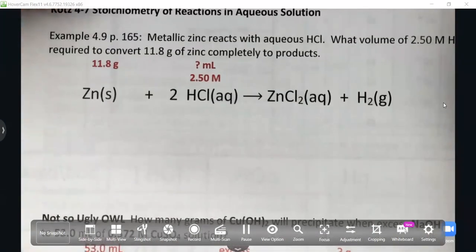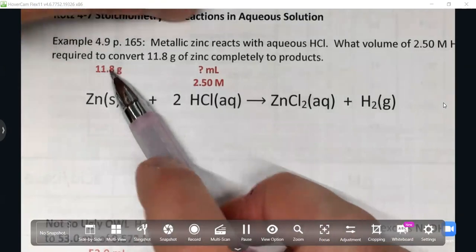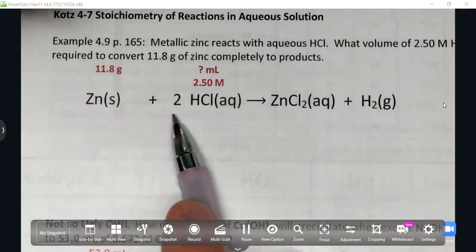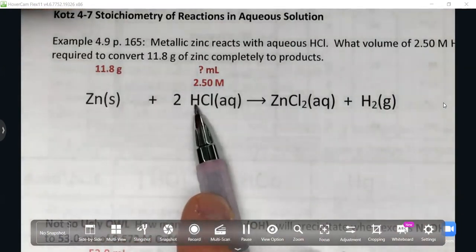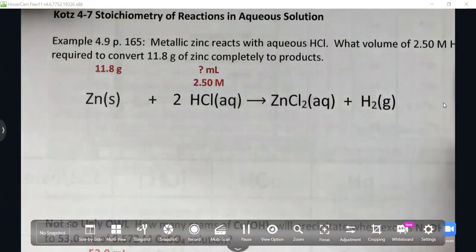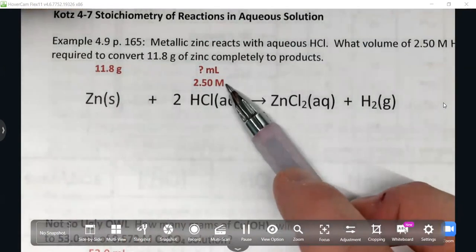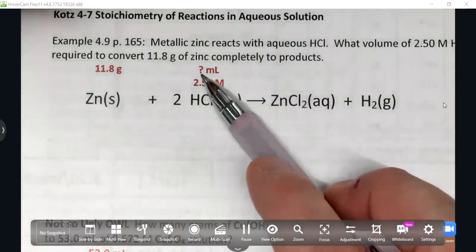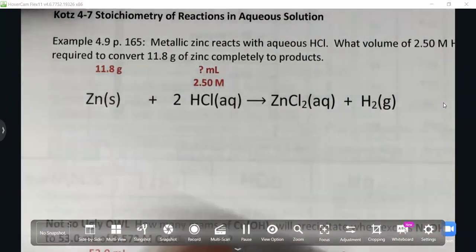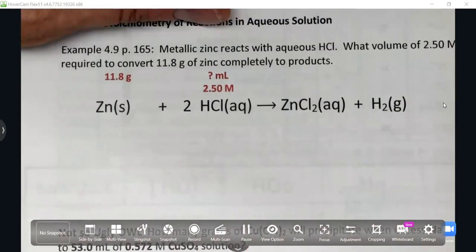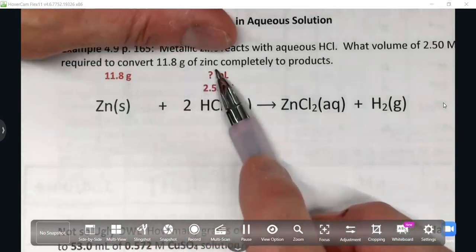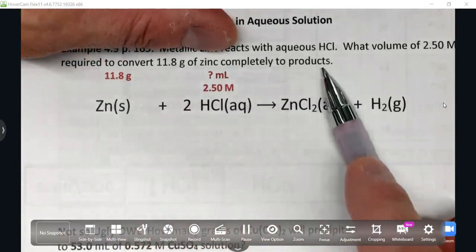So let's see what we got here. This is from 4.9 in the book. Metallic zinc, and this would be a single replacement reaction. Zinc is going to replace hydrogen. What volume of 2.50 molarity HCl? What volume? Either milliliters or liters. Remember, we're going to do moles underneath, right? We're going to do moles under here. It's all the same yet. In milliliters is required to convert 11.8 grams of zinc completely to products.